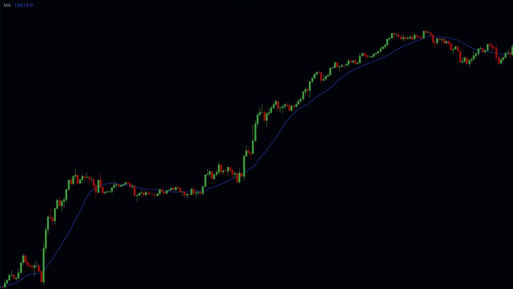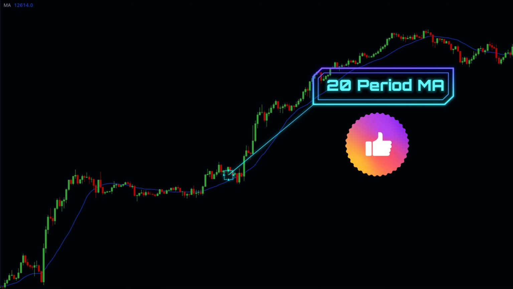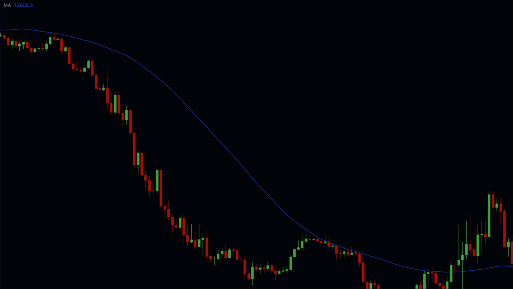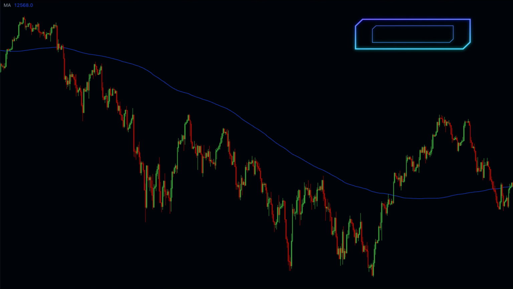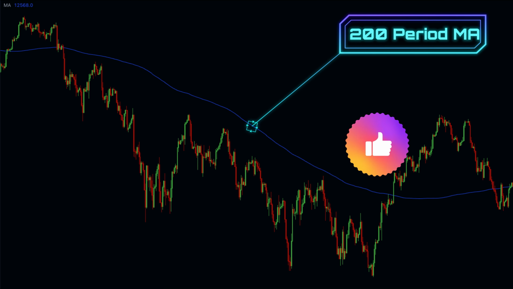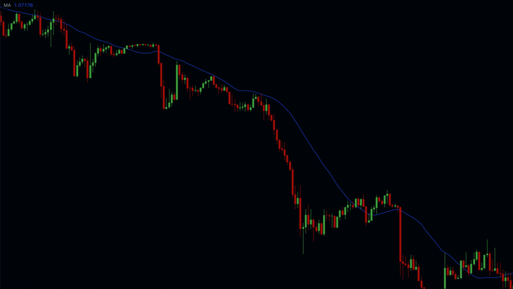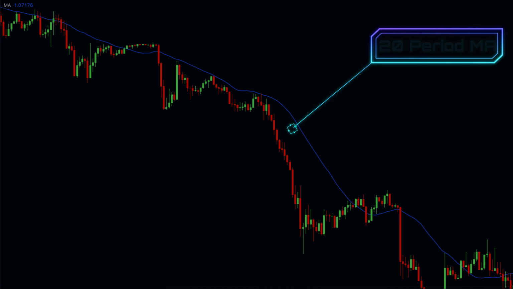For short-term trends, using the 20-period moving average would be a great option for this. For medium-term trends, the 50-period moving average would be a great option. And for long-term trends, the 200-period moving average would be a great option for that. In this example, we use the 20-period moving average.